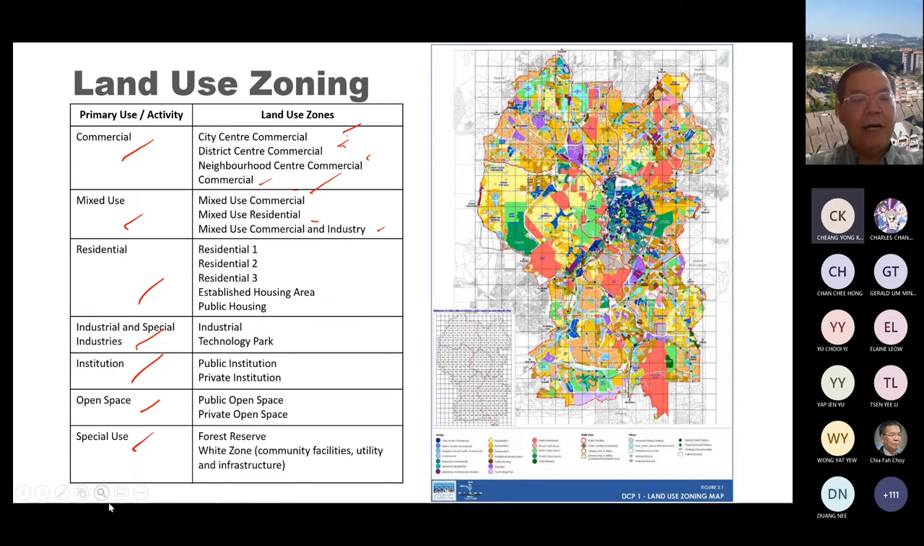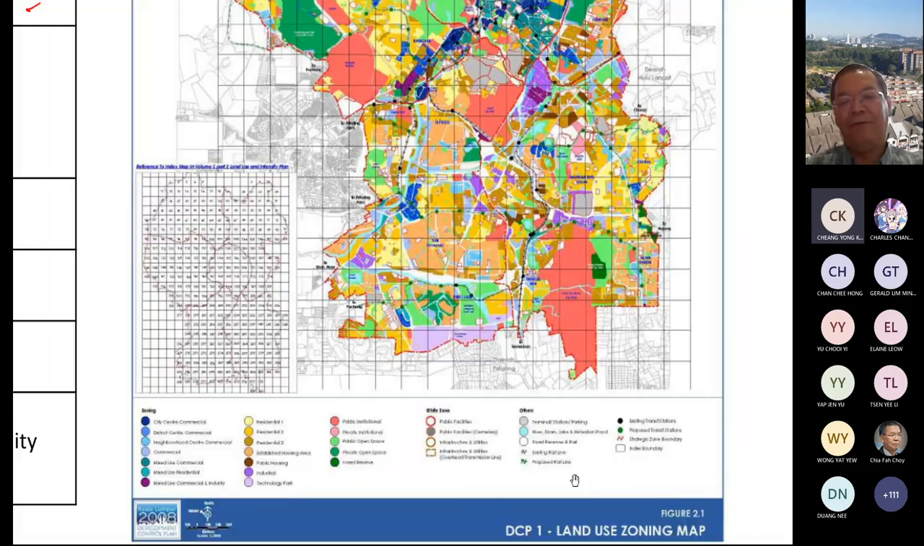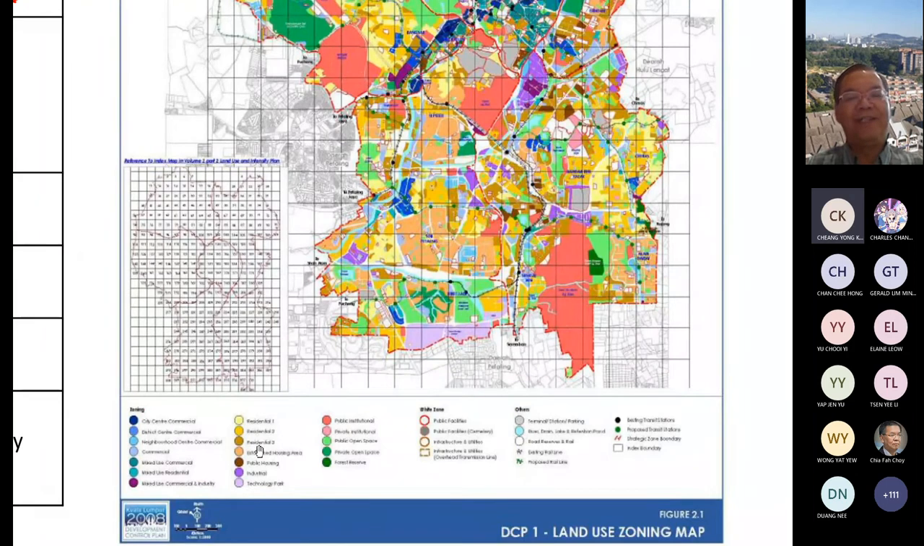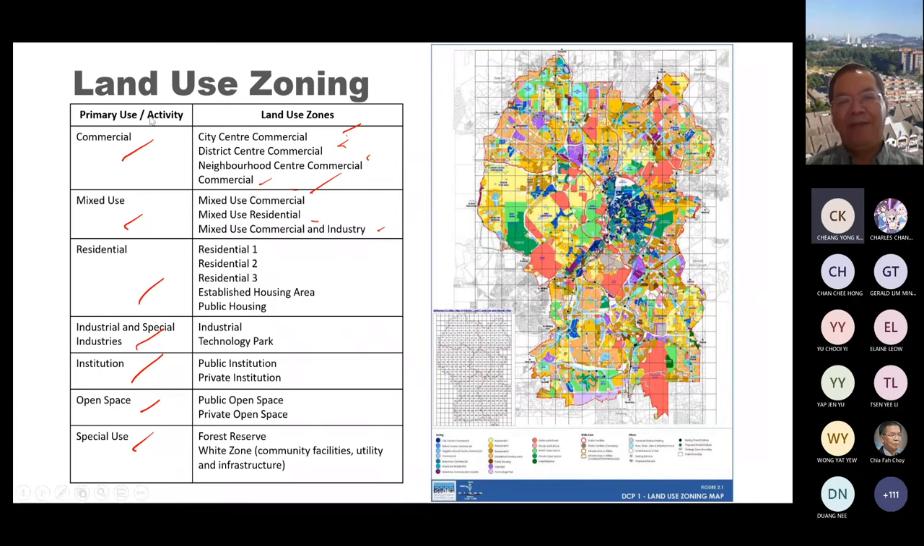Now you look at this Kuala Lumpur map. You can see all the different colors, correct or not? It's very colorful. All those colors represent the different land uses. For city center commercial, it is dark blue. The dark blue means that piece of land you can use for city center commercial purposes only and not for residential purposes. Take for example the pink color, which is public institutional. So this piece of land and this piece of land are for public institutions. All this land has its land use purpose predetermined by the authority.